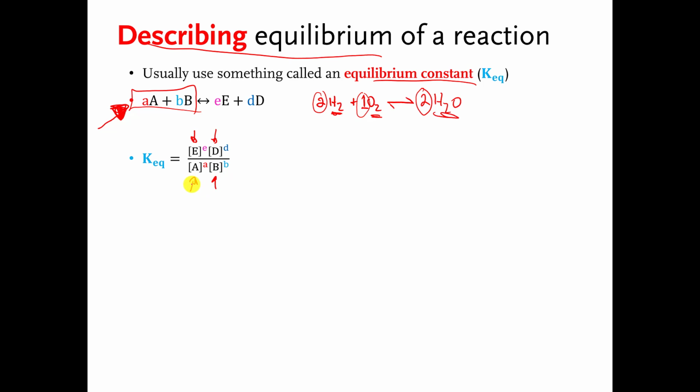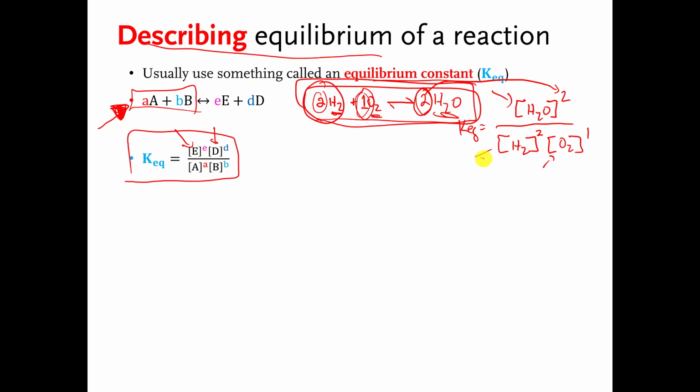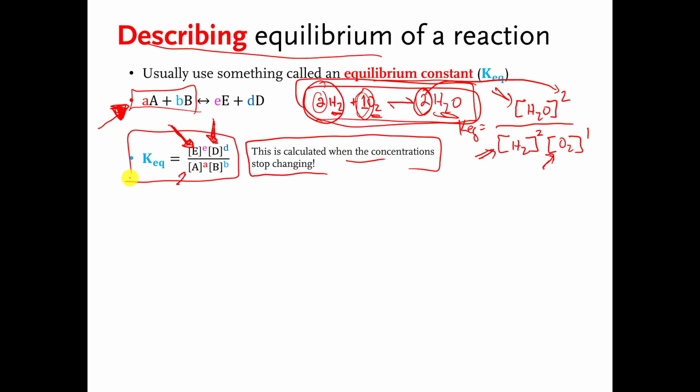If you remember, that's what those square brackets mean. Those square brackets mean concentration. And these concentrations, these things in square brackets, even in the generic equation over here, the numbers that you use to go in those concentrations are when the concentrations stop changing. KEQ is only when these concentrations have stopped changing in your chemical reaction.